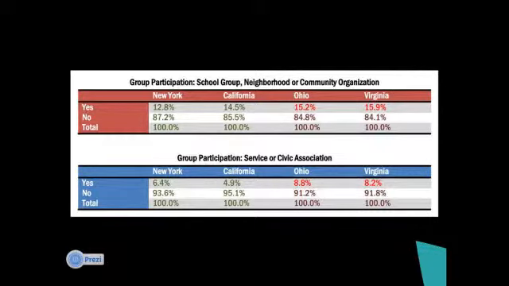This was an interesting category, group participation. There are two facets of group participation: school groups, neighborhood and community organizations being one, and then service or civic associations being the other. Now, this was the only category I found that had actual differences between the safe states and the battleground states in the ways that I expected to happen. And in my opinion, this is actually the furthest question in the survey from politics.